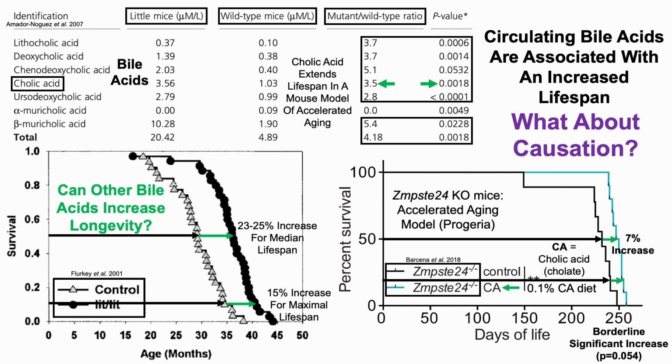So what about other bile acids? We see that at least one bile acid can extend lifespan. What about other bile acids? Can they extend lifespan? So I think a good idea is to look at other bile acids on this list and to look into the literature to see if any of them have extended lifespan in other animal models. More specifically, what about lithocholic acid, which was 3.7-fold higher in the dwarf mice when compared with wild type?